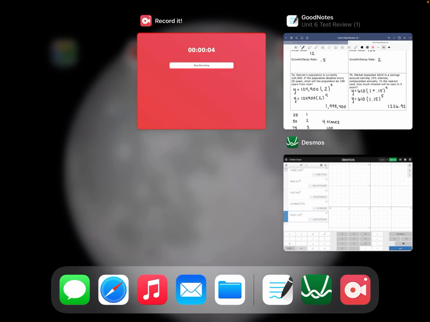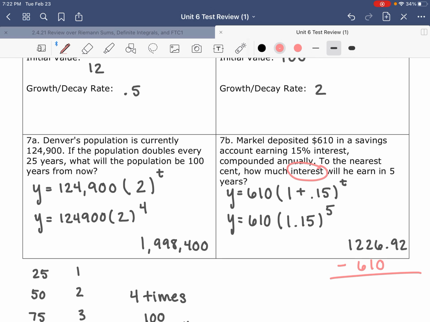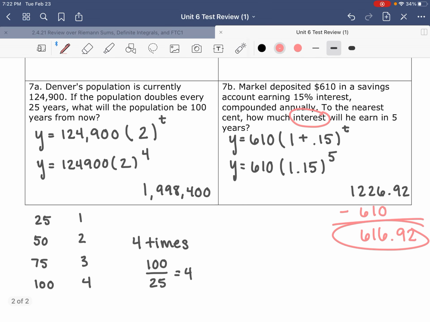Okay, but notice this one is asking for the interest. So like we learned in class, that means you have to subtract the amount he started with, which would be minus $610. And then you can use the calculator. So you would get $616.92. That would be the amount of interest he has. And that is it for this review.